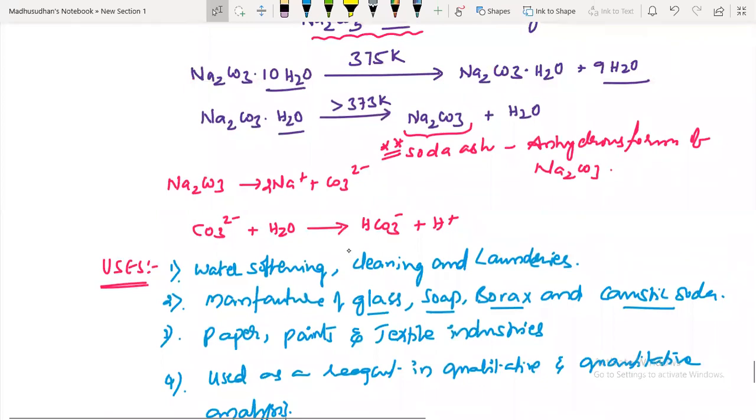Now, what is the important point here? Soda ash. The dead sodium carbonate is called soda ash. That means water is removed from it.